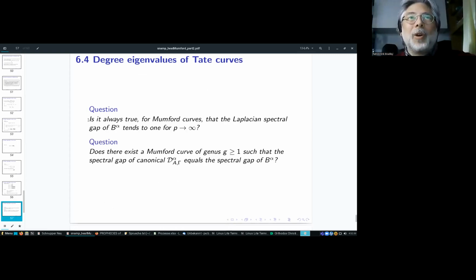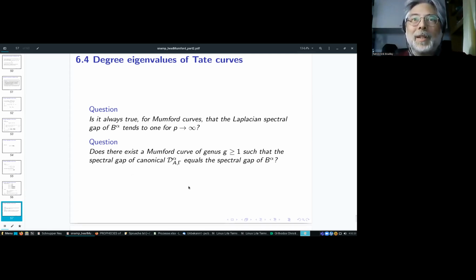And the question is, is it always true for Mumford curves that the Laplacian spectral gap of the matrix B alpha tends to 1 if p goes to infinity? And another question that I ask is, does there exist a Mumford curve of genus g greater or equal than 1 such that the spectral gap of the canonical heat operator equals the spectral gap of B alpha?